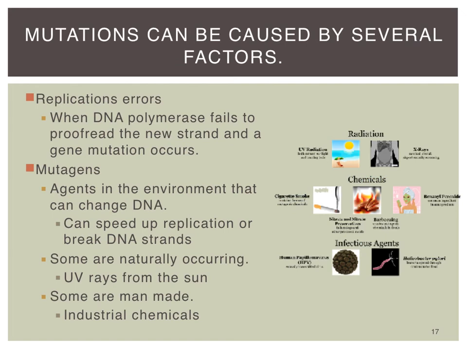Mutations can be caused by several different things. Replication errors would be the first one, when DNA polymerase doesn't proofread the strand or isn't able to fix it, and a gene mutation occurs. This would be happening during replication. Mutagens are agents in the environment that can change DNA. Certain things like radiation, chemicals, or certain infectious agents can cause the DNA to change. They can speed up replication or break DNA strands.